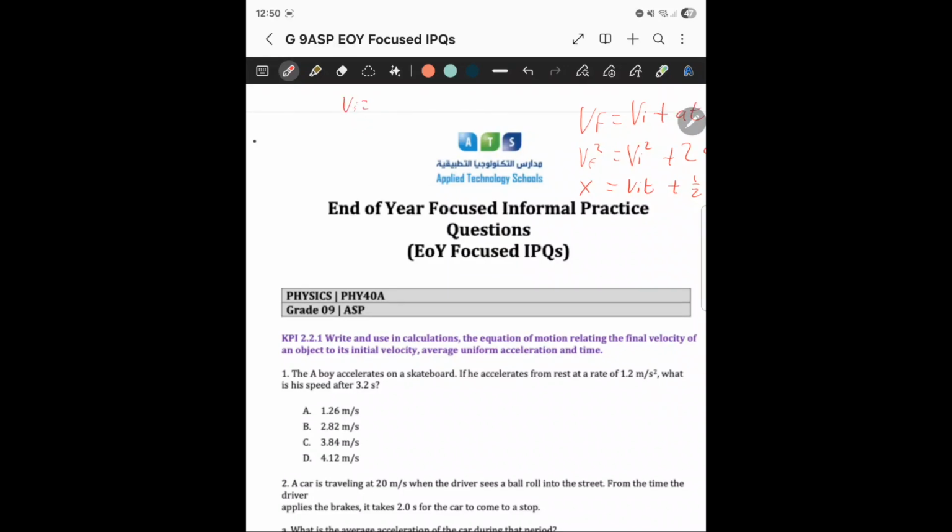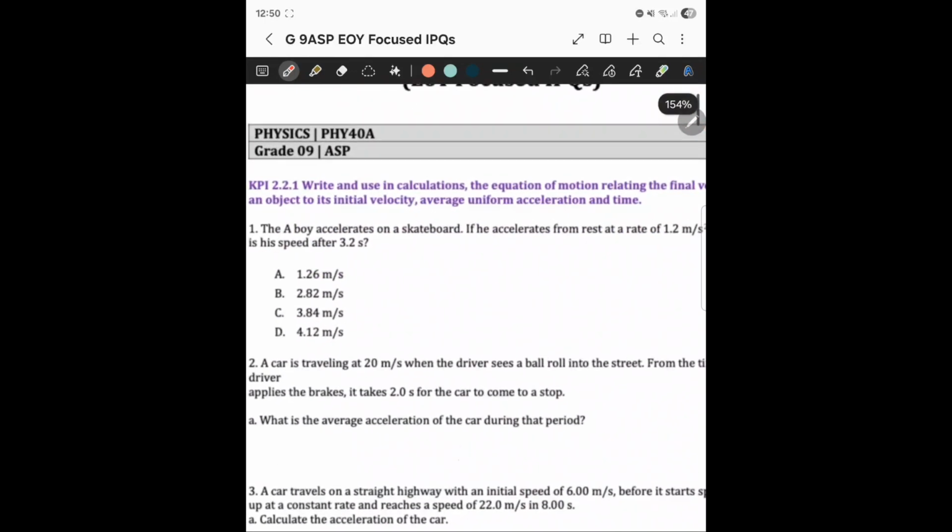VI, VF, A, T, and X. I need 3 pieces. If I can do that, I can find any of the other ones. Okay, so let's get started.